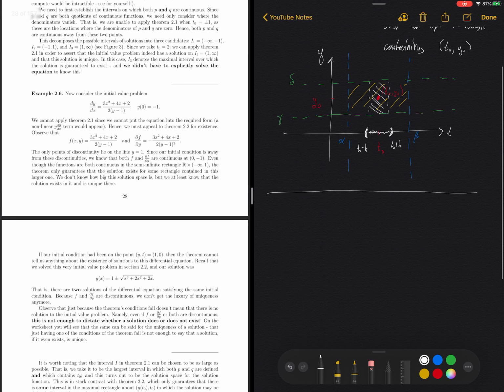And in fact, it will be unique there. So this theorem statement is remarkably subtle, and I'd like to show you a little bit more about how we would use this in practice. So let's go ahead and do an example.